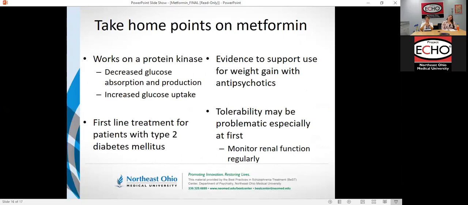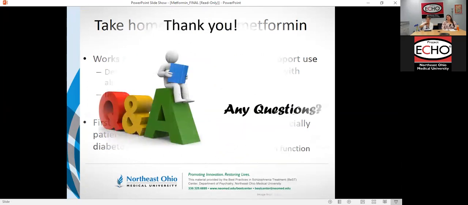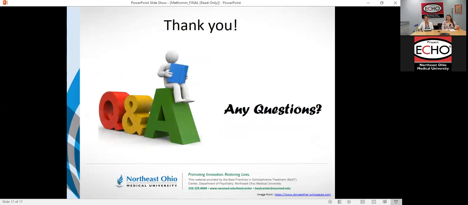There is evidence to support its use for weight gain in patients on antipsychotics, both with prevention and in treatment. So patients who are on antipsychotics and already gained weight, they could lose some weight with the metformin. Tolerability definitely is problematic at first. So we want to start slow, start low, and go slow, titrating up to make sure they can tolerate it. And if nothing else, we need to monitor the renal function regularly to make sure it stays safe. So those are the main points for metformin and mental health.